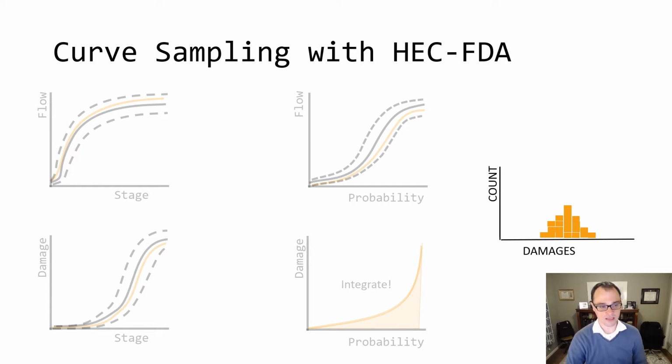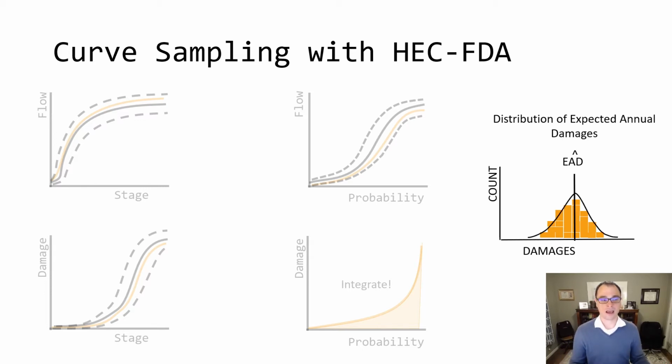Each one of these estimates is spanning the probability range or the natural variability range, and each iteration is giving us an estimate of knowledge uncertainty. So when we look at the full range of all of the knowledge uncertainty estimates, we get a distribution of EAD.